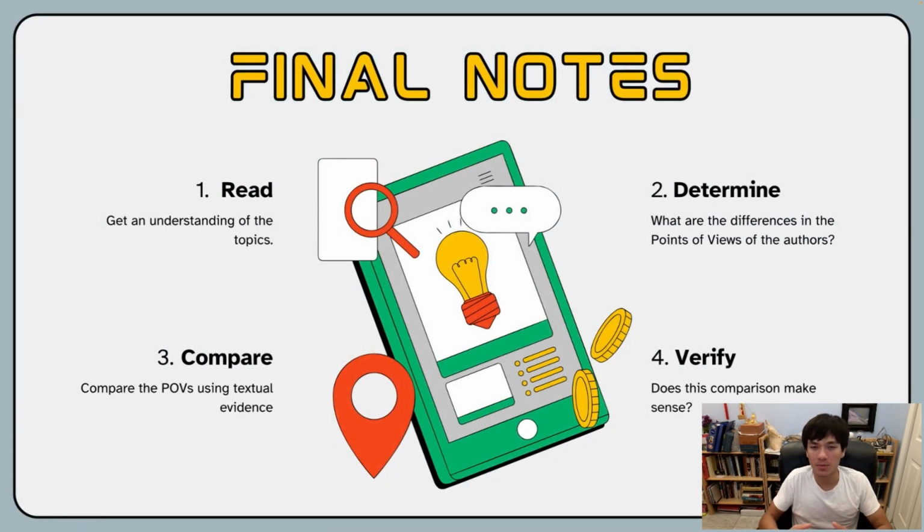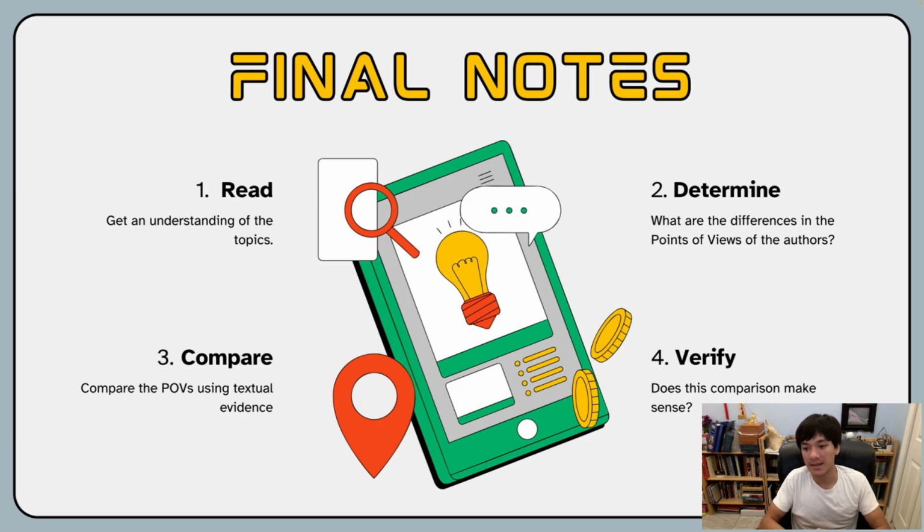So let's take some final notes before we wrap up this lesson. 1. Remember to read and get an understanding of the topics at hand so you know what they're arguing so that you're prepared to answer the question better. 2. Determine the differences in the point of views of the authors. This way, you can start to understand better what the authors are trying to say, and that way you can understand the topics better and be able to compare them. 3. Compare the POVs using textual evidence. Remember, we need to use explicit textual evidence in passages, and make sure that if they're asking you about Text 2, you need to respond using evidence from Text 2. Okay, so make sure that you know exactly what you're doing.